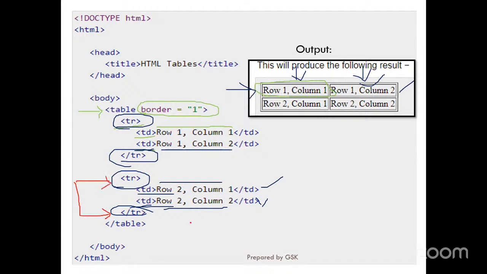Now I don't want to create a third row because this is my requirement. I want to create only 2 rows only. If you want to create a third row, what you need to do, again create the table row and 2 cells in that, TD, TD, and display text.